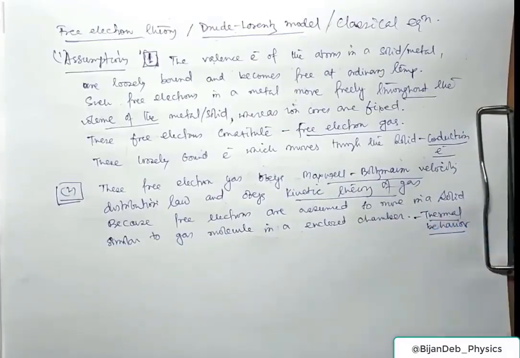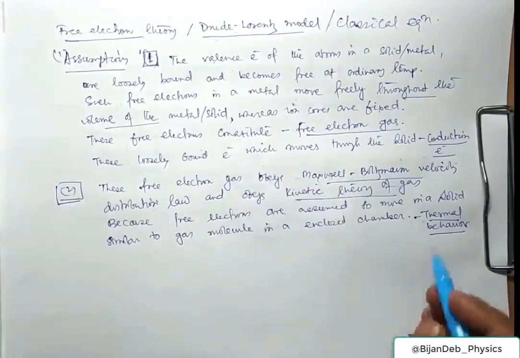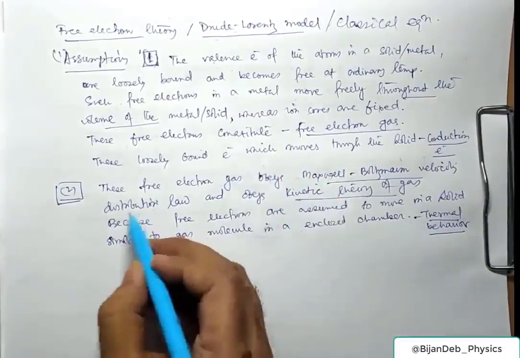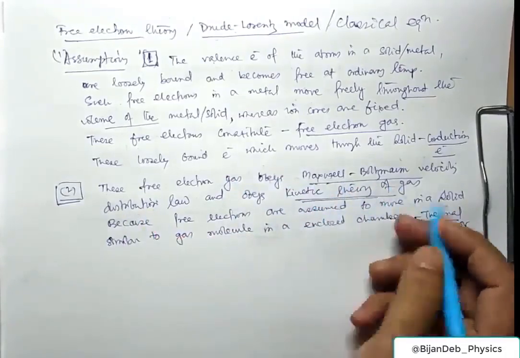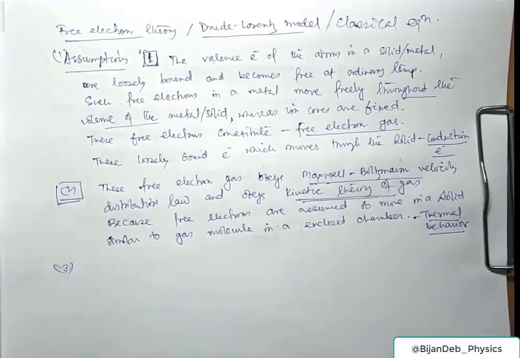So temperature দিলে বেশি টেম্পারেচার দিলে বেশি মুভ করবে, কলিশন হবে, এগুলো হবে। The electrons are assumed to stay within the volume of the solid, but move freely similar to gas molecules depending on temperature. So they will obey MB statistics and kinetic theory of gas. We will use the kinetic theory formulas.